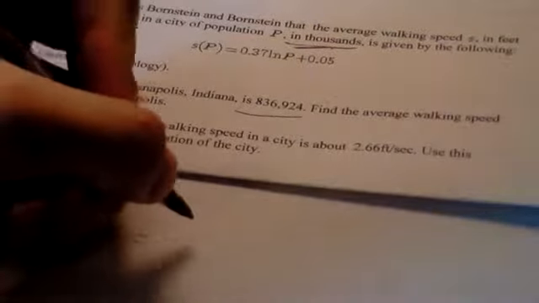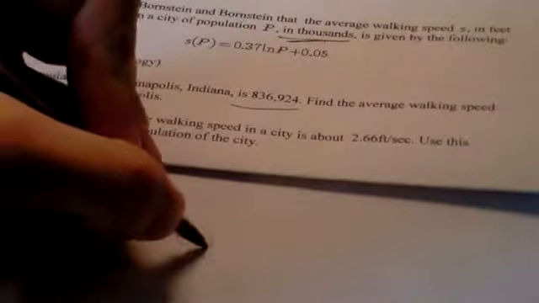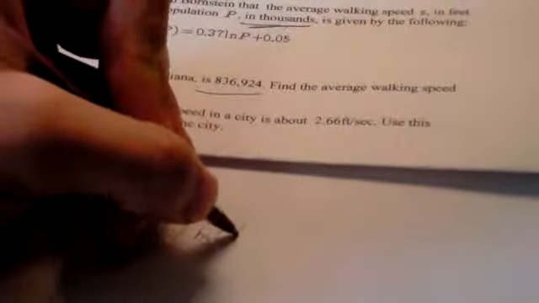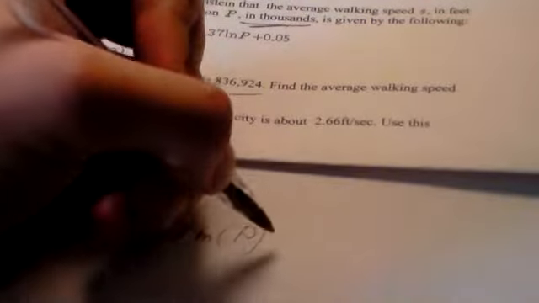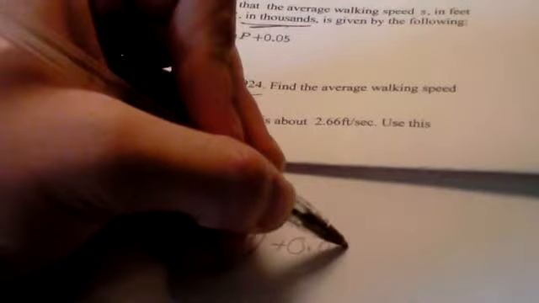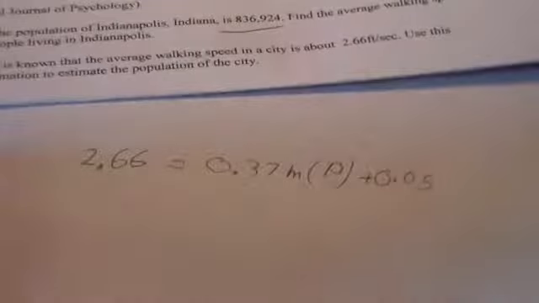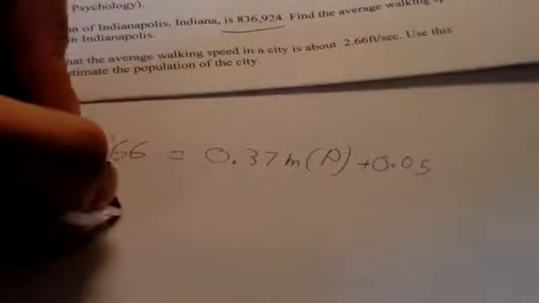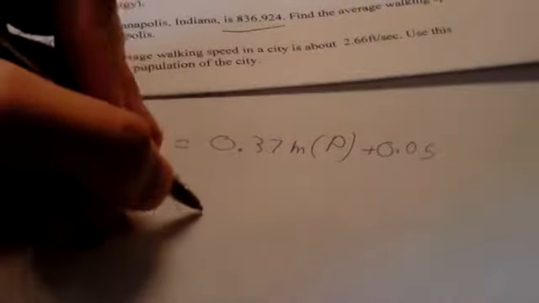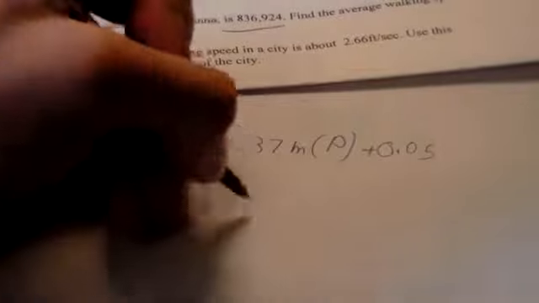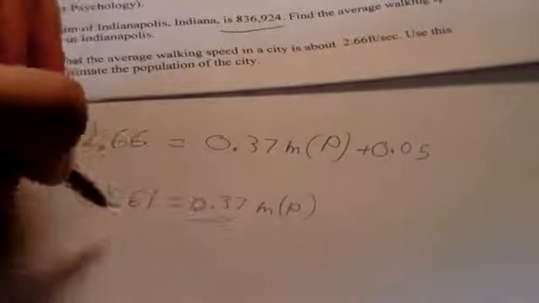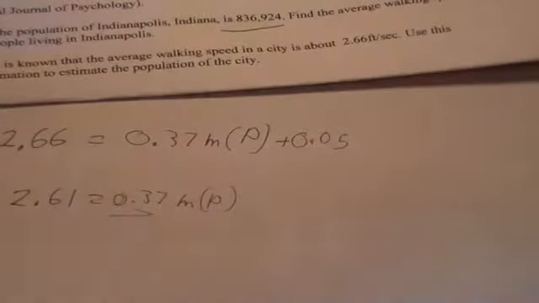2.66 is 0.37 times the natural log of the population. Remember, that's in thousands, plus 0.05. Alright, well, we're going to try to solve for the population here. So the first thing we want to do is subtract 0.05 from both sides. We get 2.61 equals 0.37 times the natural log of p. And now we can divide both sides by 0.37.